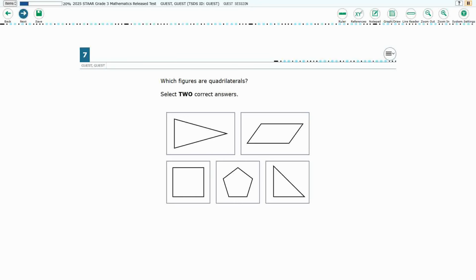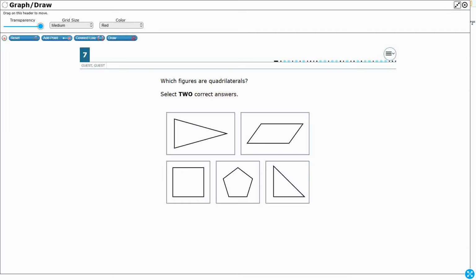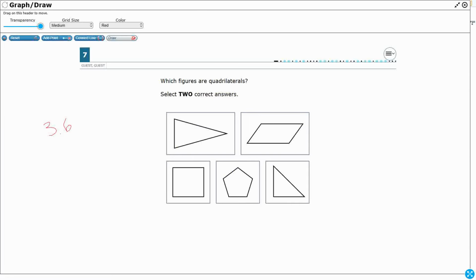For number 7, we are looking at quadrilaterals. This is 3.6b, and this is a hot spot. So we need to select two different quadrilaterals, and it's pure vocabulary. If you know what a quadrilateral is, this is the world's easiest problem. And in fact, this is the first easiest item on the entire test. I'll go ahead and give you that spoiler alert. First easiest item on the test.